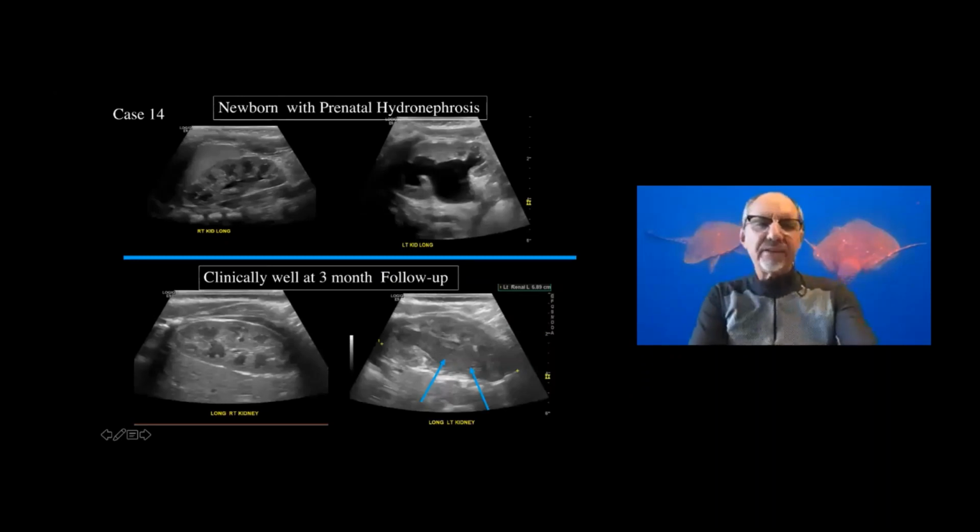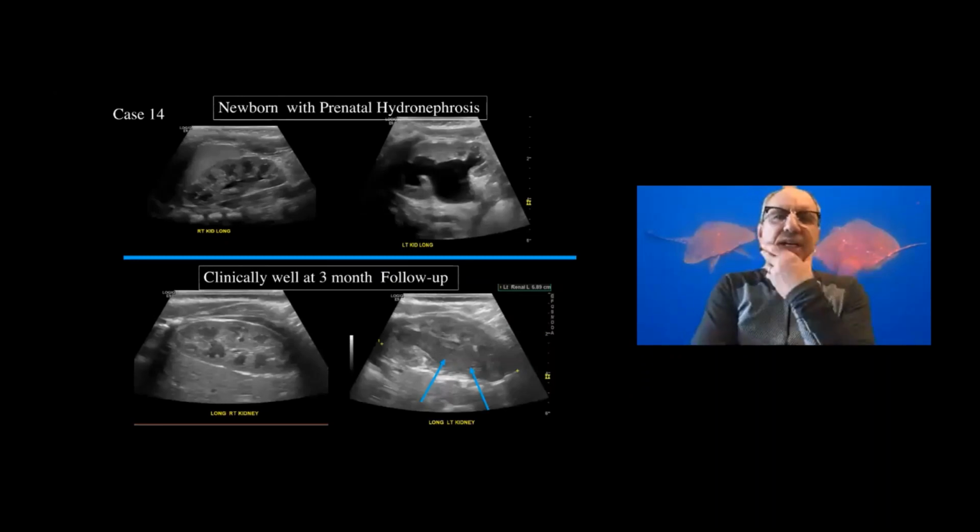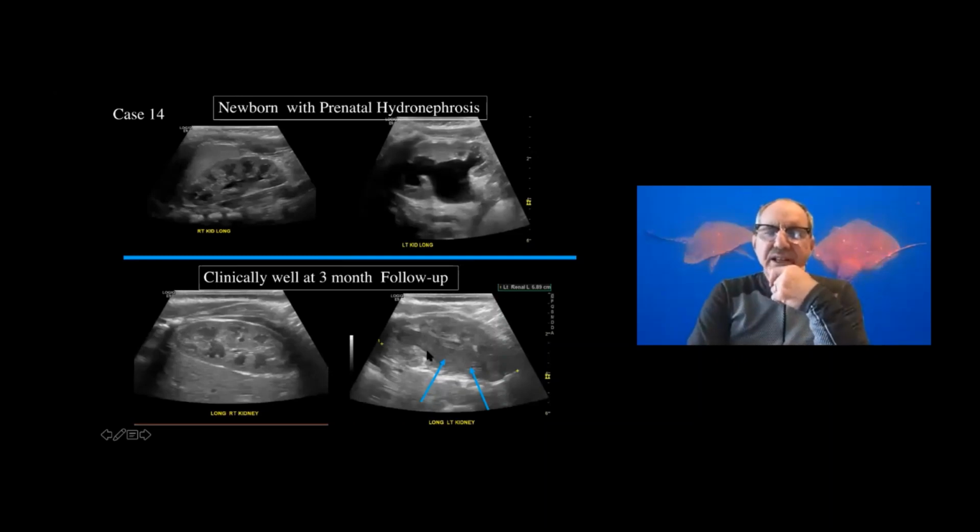All right, case number 14. A newborn with prenatal hydronephrosis, routine, seen at 3 months follow-up, clinically totally well. This is what I'm interested in. What's the diagnosis? Again, we're on a theme here. This is a clinically well baby, and is this a pediatric urologic emergency?